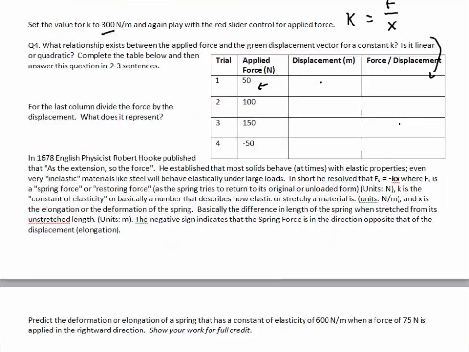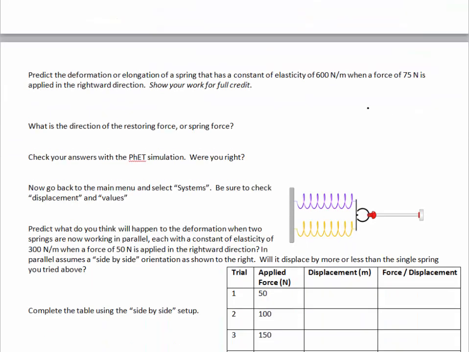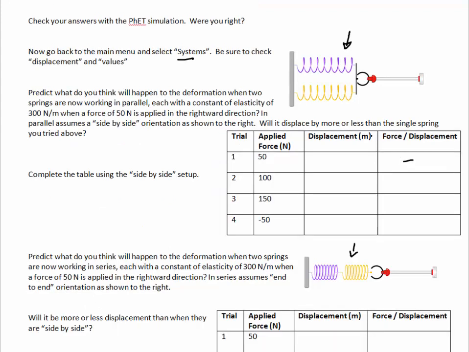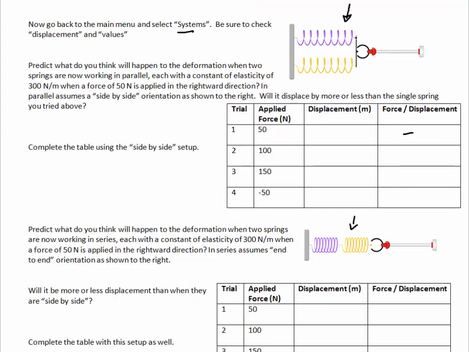From there, I'm going to have you play around with a couple more springs, and then I'm going to have you go into a systems tab, and you're going to set up some springs that are in parallel, and some springs that are in series, and you're going to do the same thing. Apply some force to them, measure the displacement, calculate the force divided by the displacement, and ask yourself, which one would you expect to be more stretchy? Would you expect that one to be more stretchy than that one, or vice versa? The force divided by the displacement, the spring constant, is going to give you a number for that.